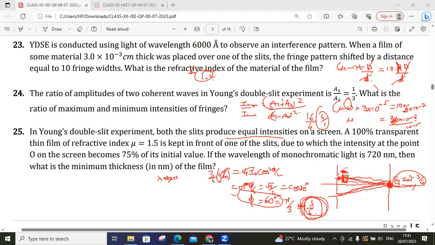This introduces (mu minus 1) into t path difference, correct? S2P minus S1P, so this is S1P minus t plus mu. So (mu minus 1) into t. S2P minus S1P plus path difference.